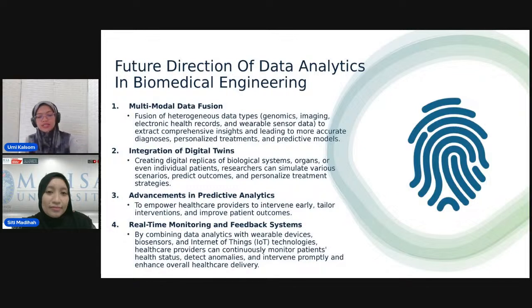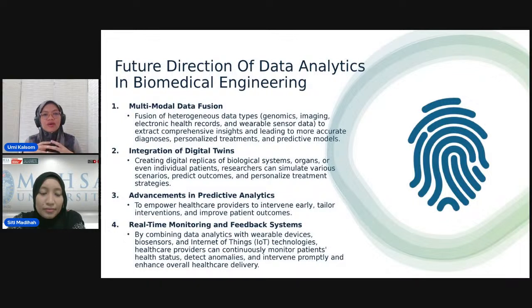Okay, next we will see what is the future direction of data analytics in biomedical engineering. As I mentioned, we have multi-modalities of data from the multimodal equipment. So the future direction is how to combine, or how to have a data fusion, so we can produce a precise model or precise algorithm. So fusion of heterogeneous data types, for example from genomics, imaging, and EHR, to extract comprehensive insight, leading to more accurate diagnosis, personalized treatment, and predictive models.